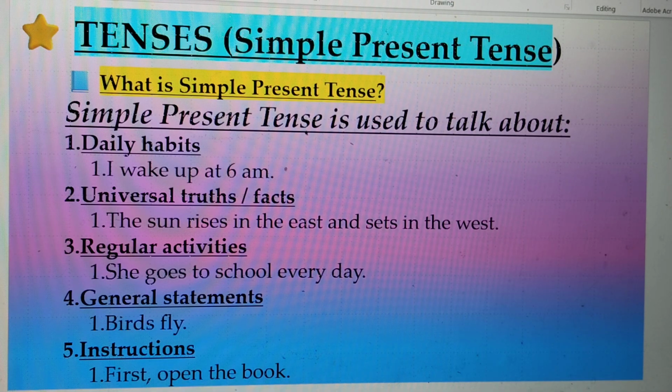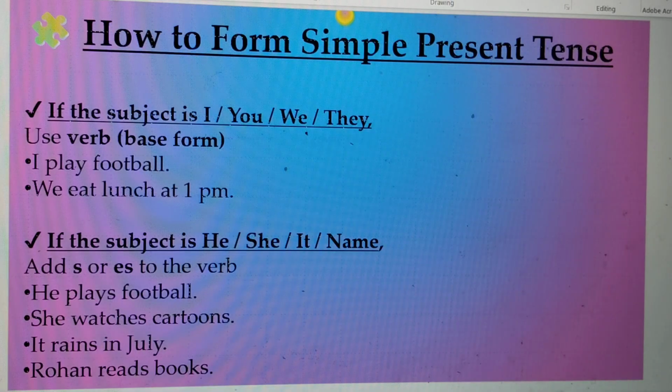Now, if you're talking about a general statement, birds fly, it will also be in simple present tense. And if you're giving instructions to anyone, example: first open your book, then open your notebook, then go to page number 46 or 47. So all these instructions will be in simple present tense. Let's move to the next slide to understand how to form simple present tense.